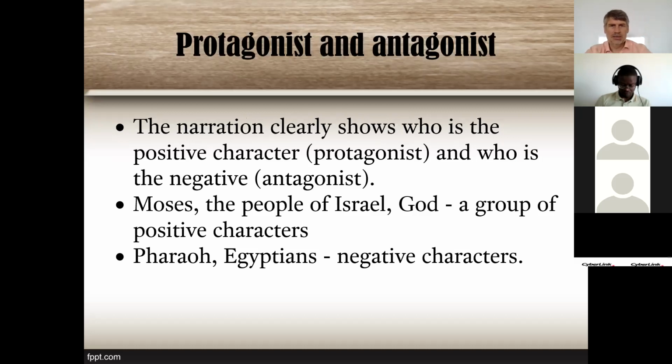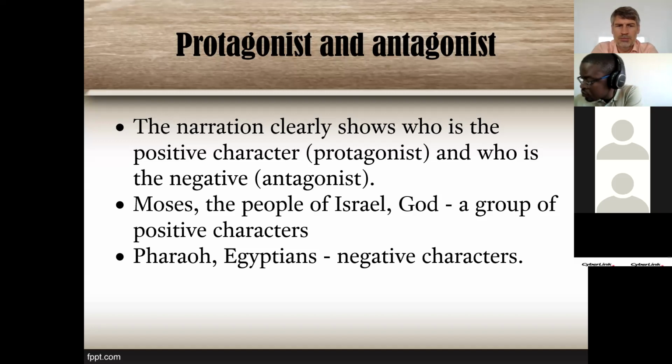And now let us speak a little bit about the characters. When we speak about narrative analysis, usually we can speak about protagonist and antagonist. Protagonist is the positive character and antagonist is the negative character. So it is very clear here, and we can speak not only about one protagonist, but a group of protagonists and a group of antagonists. So the protagonist is God and Moses. So they are in one group.